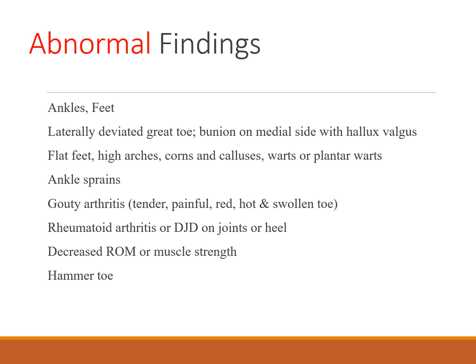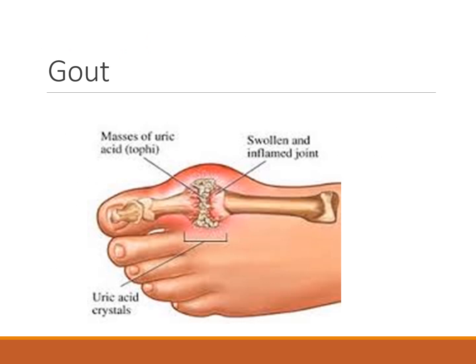So again, abnormal findings might be a laterally deviated great toe with hallux valgus, flat feet, corns, calluses, gouty arthritis. A lot of times that's in that big great toe. Rheumatoid arthritis affects the feet and decreased range of motion, decreased muscle strength. We would assess for those things as well. So here's a picture of gout, that excess uric acid that's found in the great toe that causes pain and redness and swelling.